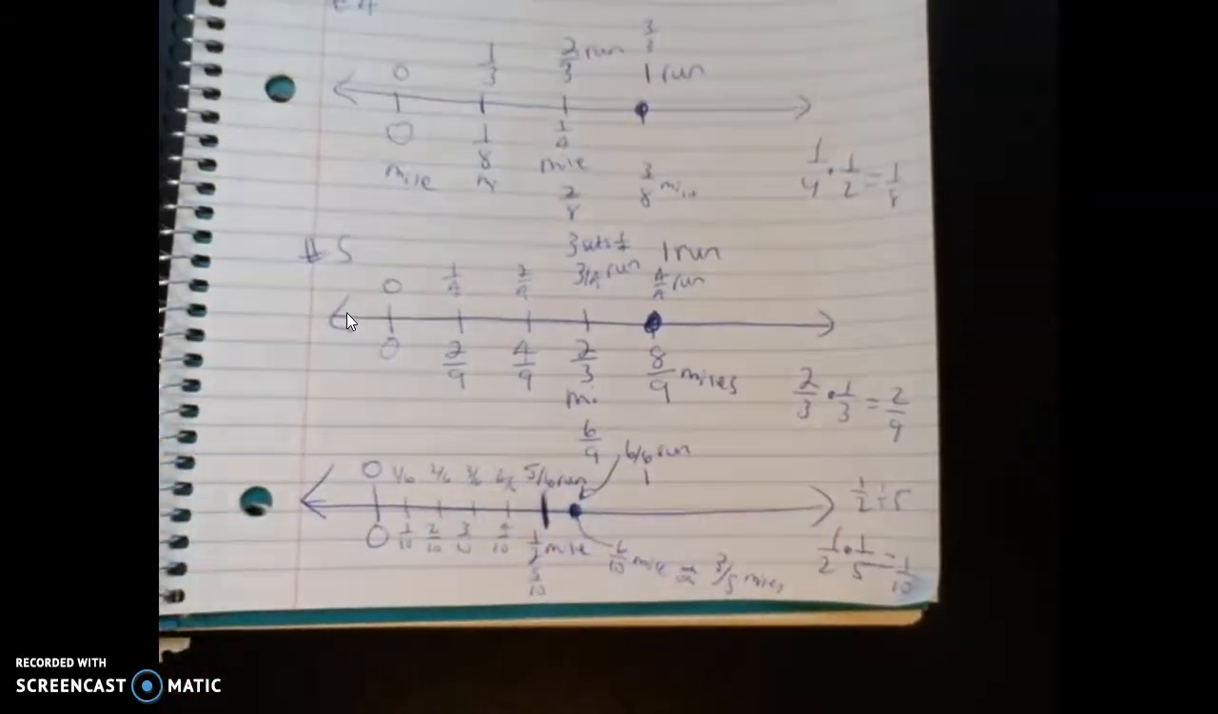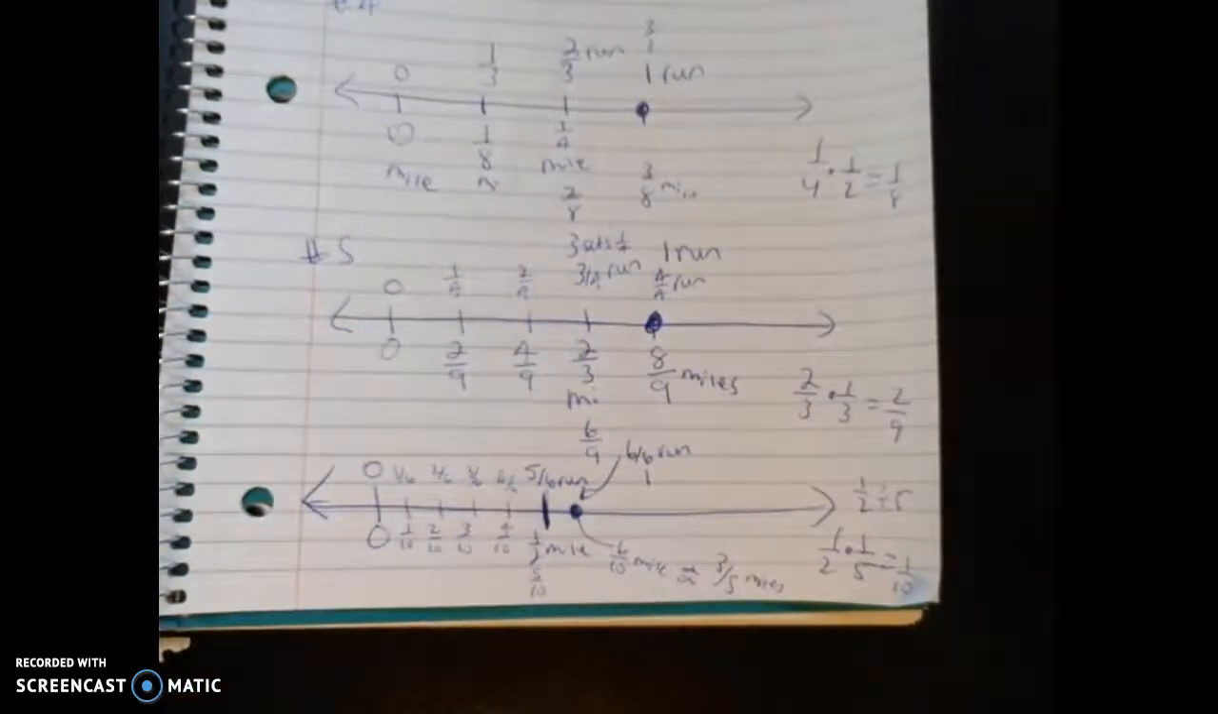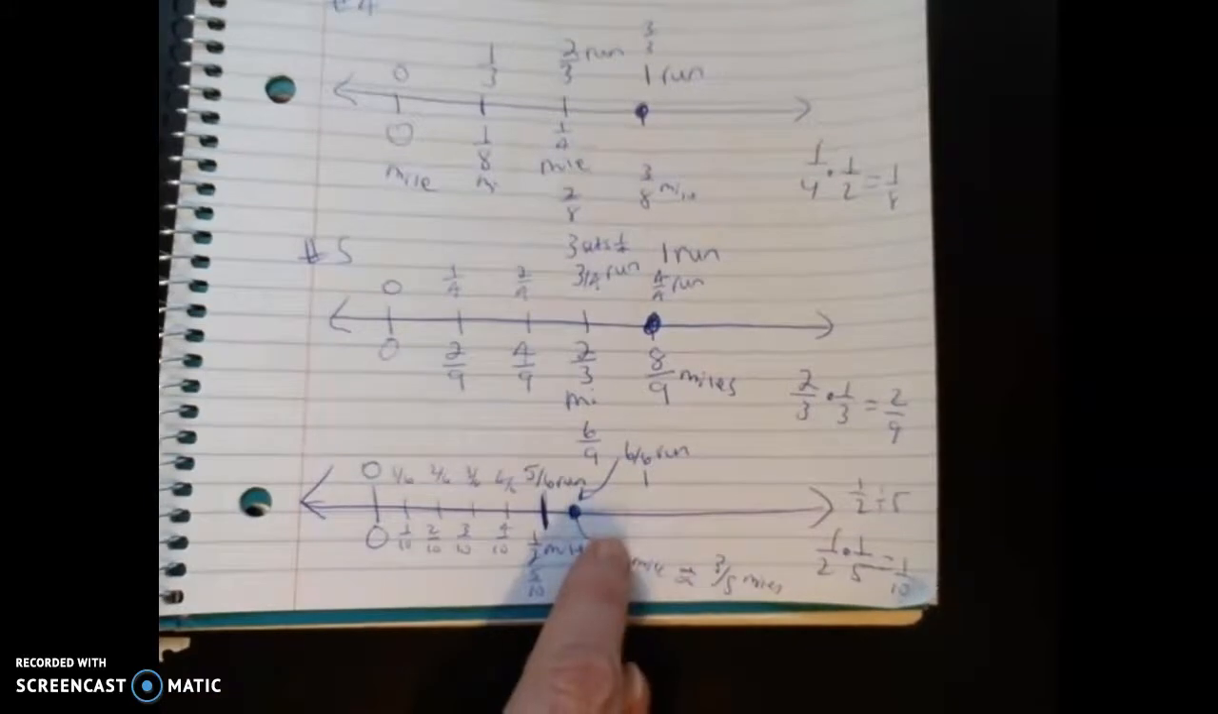And we'll use double number lines a lot for division problems, especially when we get to dividing fractions. So again, I know they're a little tricky, but the idea is that you have two different wholes. You have a whole run and you have a whole mile. All right, so we're going to stop there.